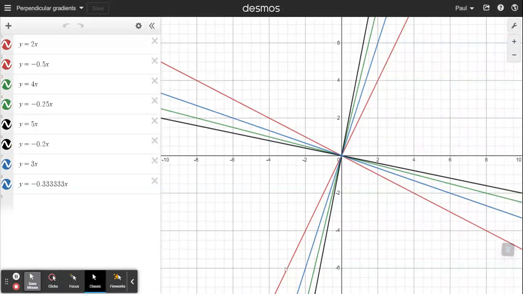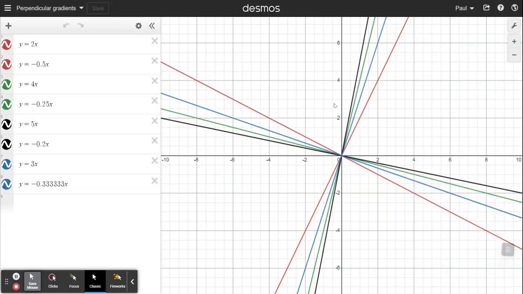Now, a line that goes from bottom left to top right always has a positive gradient. A line that goes from top left to bottom right has a negative gradient. We often say this one goes up and this one goes down. It's not a very good way to say it, because all lines go up and down, don't they? Unless it's horizontal, of course. So it's better to say it goes from bottom left to top right, and then it has a positive gradient.